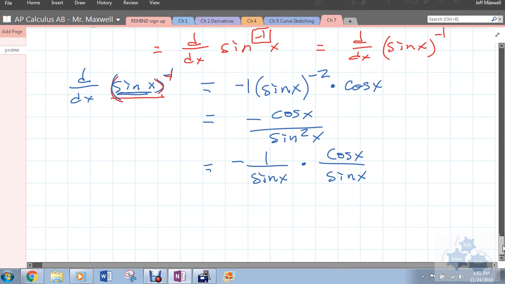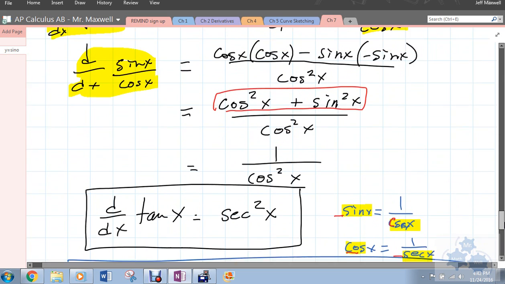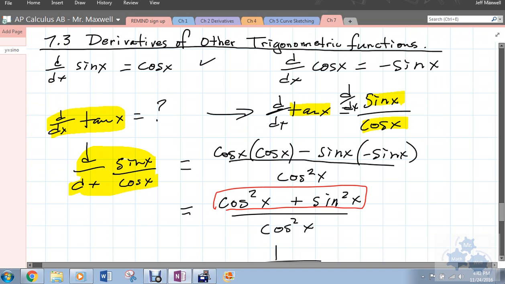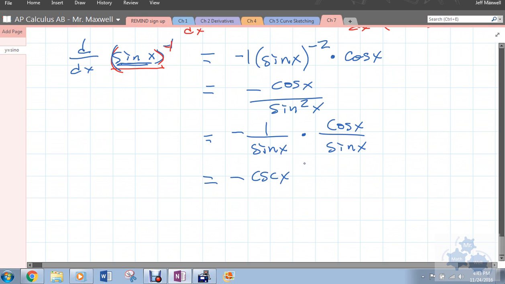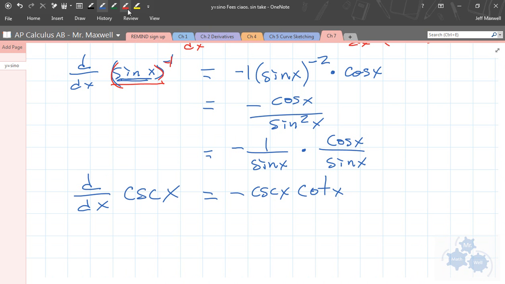Now you'd say, well, why would you do that, Mr. MathWell? That's a silly way of splitting that up. Well, here's why. Because negative 1 over sine x is negative what? Cosecant x. And cos over sine, let's see. Remember, tan is sine over cos. So if we had cos over sine, what would that be? Cotan x. And so this is a way simpler way of expressing the derivative of cosecant x.